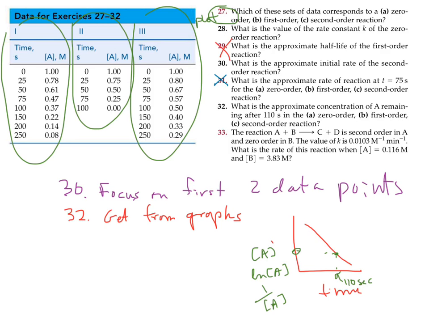33, A plus B goes to C and D is 2nd order. 33, that's not assigned, is it? No. Okay, 33 got up there by accident. Sorry, guys. Okay. All right.